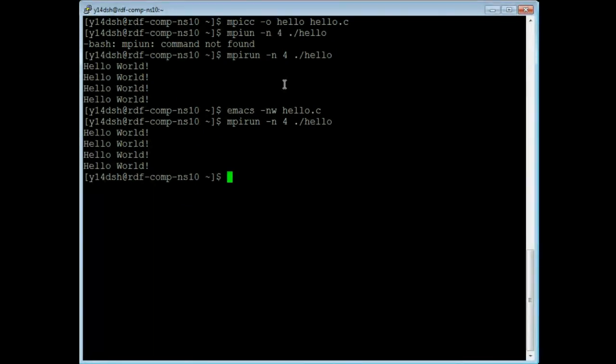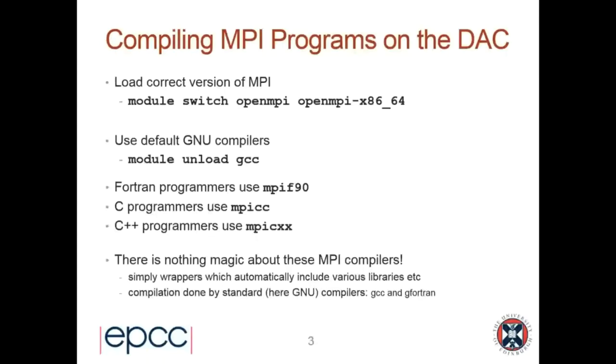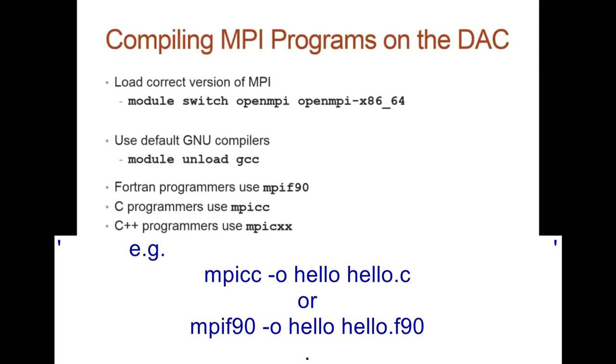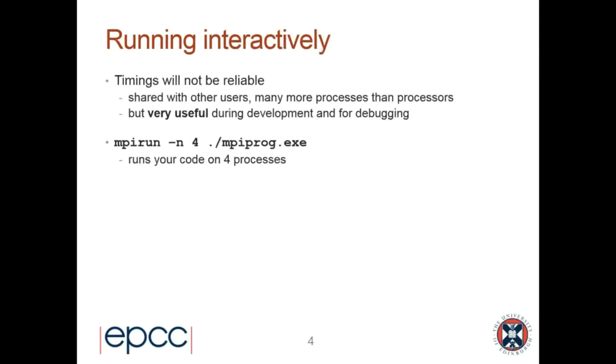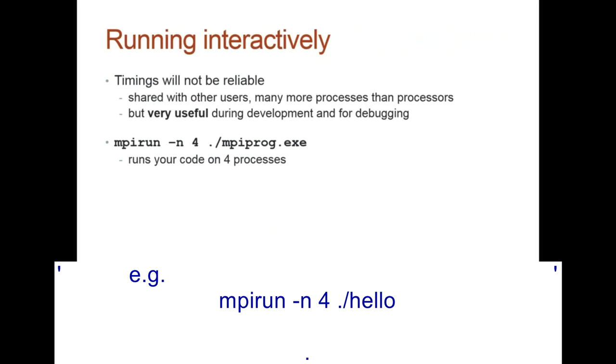But I'm only doing this exercise, which I've pulled a bit forward, just to check that people can compile and run either on the DAC or on whatever system they're using. So if I just go back to the slide, on the DAC, you log in with SSH, you have to do a couple of module switches: module switch OpenMPI, OpenMPI x86_64, and you have to unload GCC. You can then compile programs with mpif90, mpicc, or your C++ program with mpicxx, and then you should be able to mpirun whatever you've called your program. I called it hello. So that should all work.